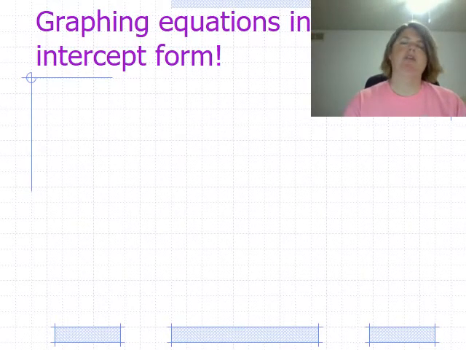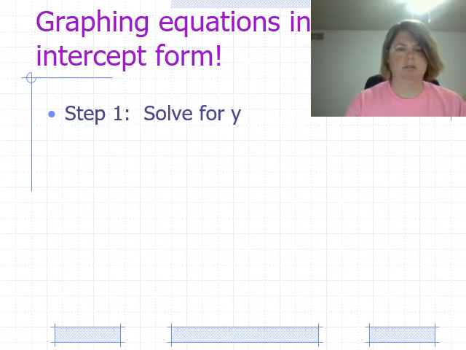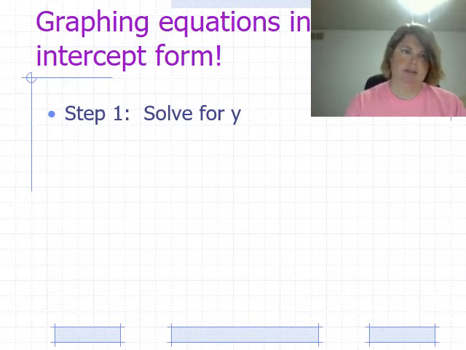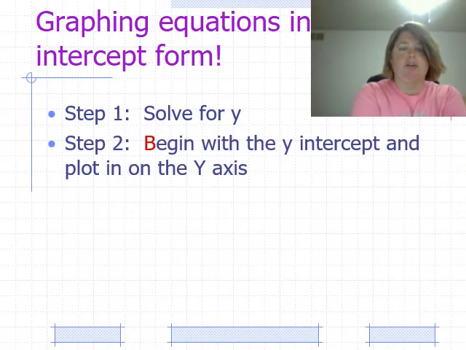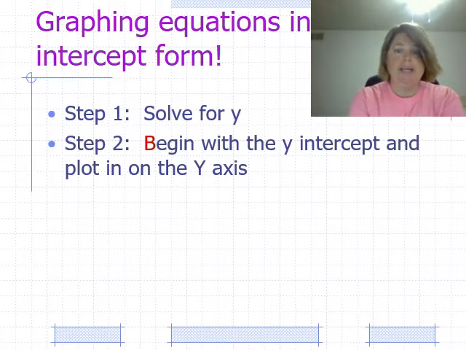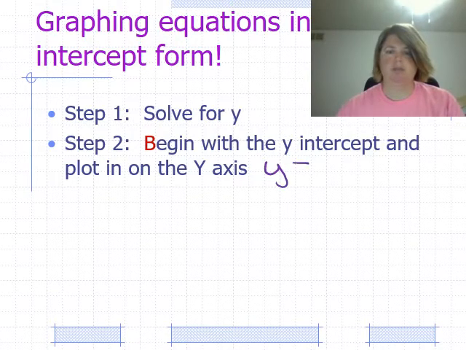All right, so graphing equations in slope-intercept form. This is, again, a review, so hopefully you're remembering some of this. So we're going to solve an equation for y, or we're going to make sure that it's solved for y. Please write these steps down. Once you solve the equation for y, you're going to graph by beginning with the y-intercept, which is kind of nice because if you remember what slope-intercept form is, you're going to begin with b.